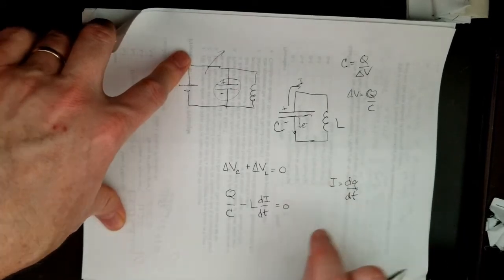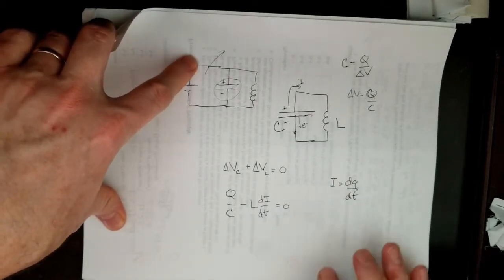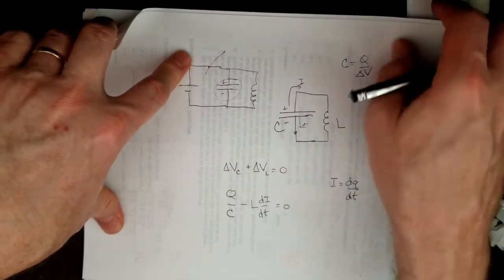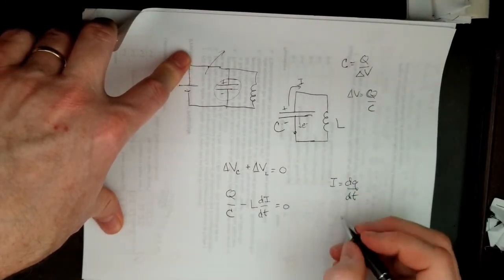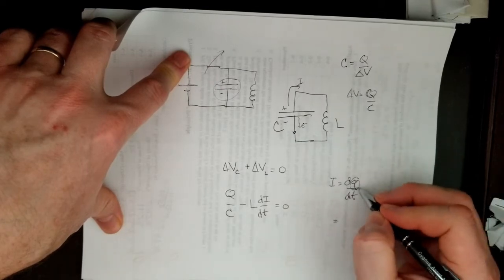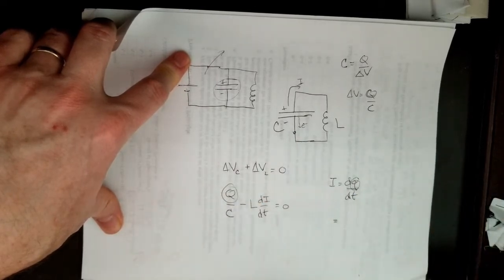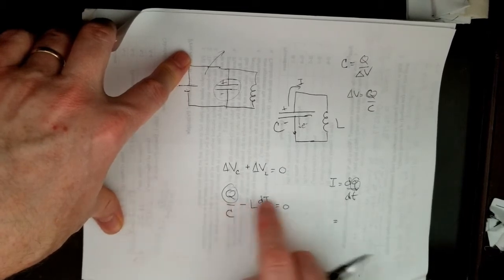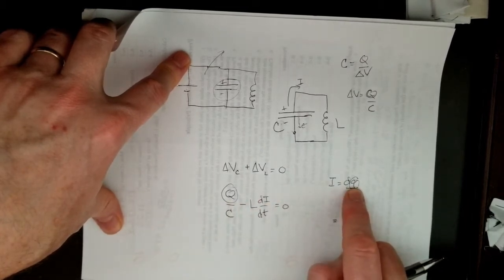However, we need to be careful about the Q's, and this is the place where I typically mess up in class, and hopefully you'll get the edited version if I mess up. This is the charge going through the inductor. That is the charge on the capacitor. They are not the same. As a matter of fact, the change in this Q and the change in this Q are negatives of each other.